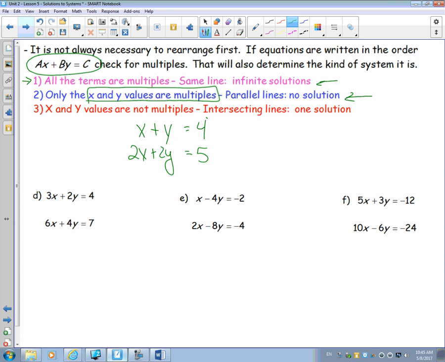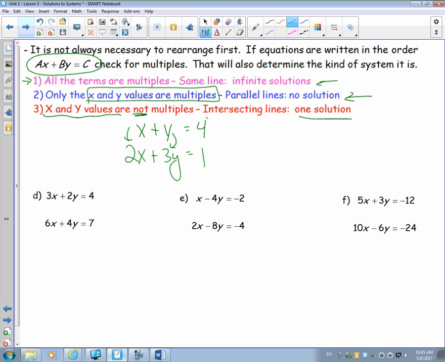And again, the third situation is what happens if I double the x, but the y is not the same multiple? Well, if the x's and y's are not multiples, this was times 2, but this was not, that means there's only one solution.